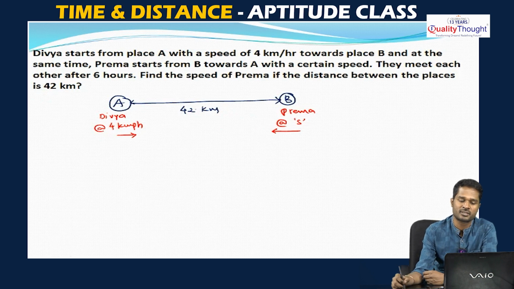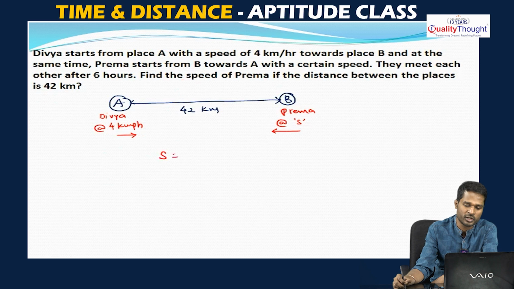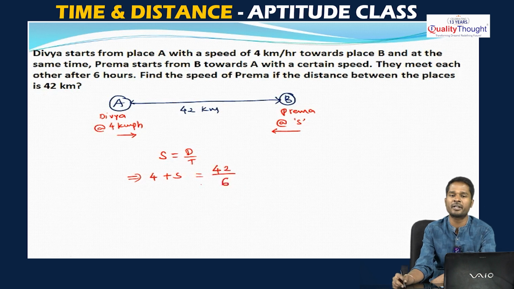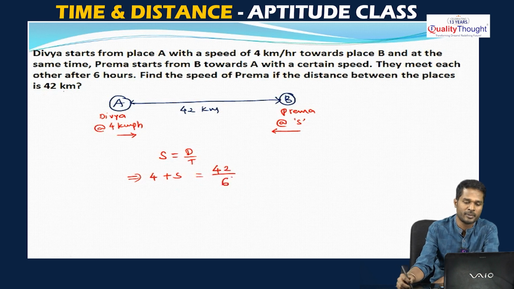They met each other after 6 hours, which means they took 6 hours to cross each other. Find the speed of Prema if the distance between the places is 42. Very easy. Speed is equal to distance by time. The speed will be the relative speed, which is 4 plus S, where the speed of Divya is 4 and the speed of the other person is S. The distance is 42 and the time is 6 hours. They met after 6 hours.